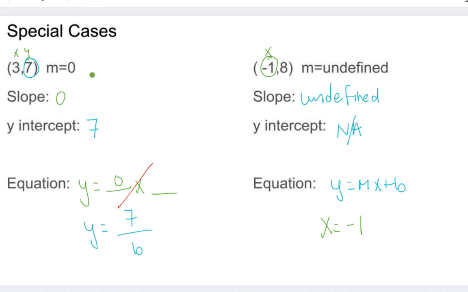So for a horizontal line with a slope of 0, the equation is just y equals the y number that you know. And for a vertical line with an undefined slope, the equation is just x equals the x number that you know.